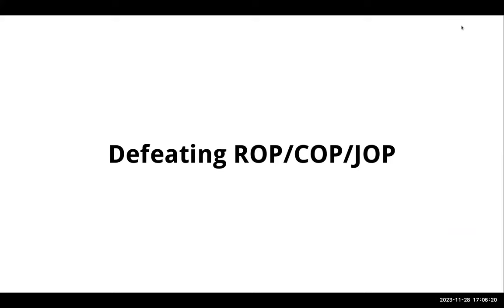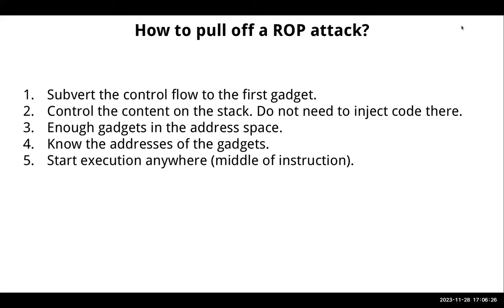So in general, how do we defeat this kind of attacks, ROP, COP, or JOP? Like we did in previous attacks, we list the conditions that the attackers need to pull off the attack. Then we think about, can we take away this condition, right? Sometimes that doesn't really stop the attacker, but can make the bar for attacking a little bit higher, can slow down the attacker, right?